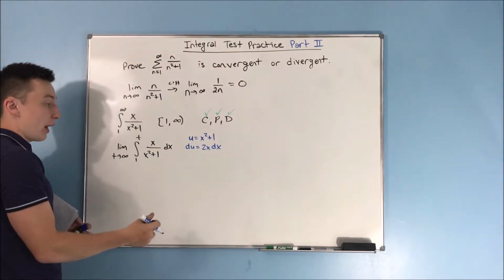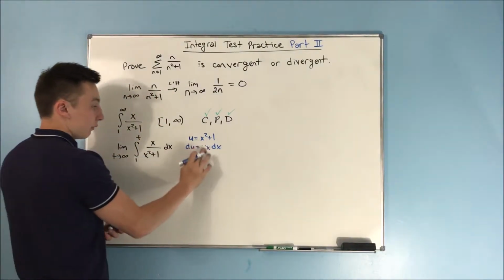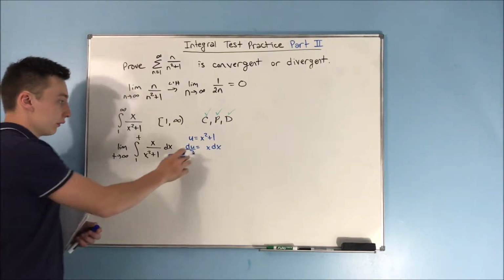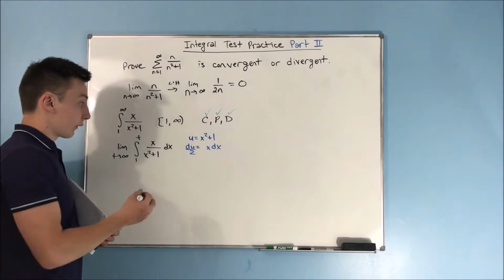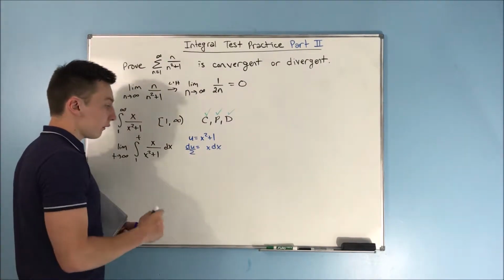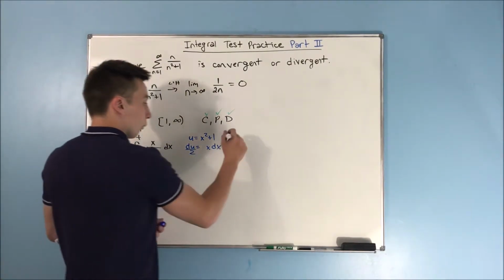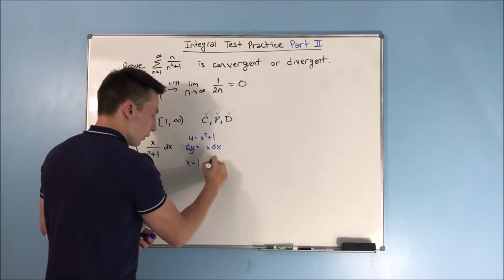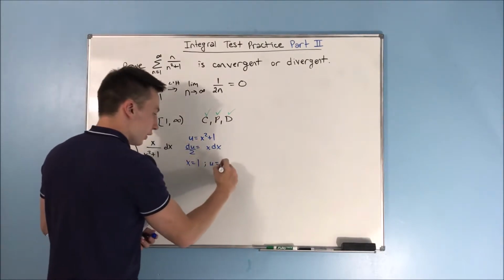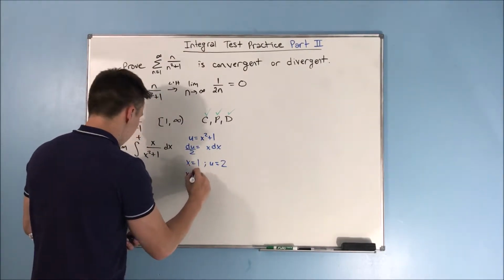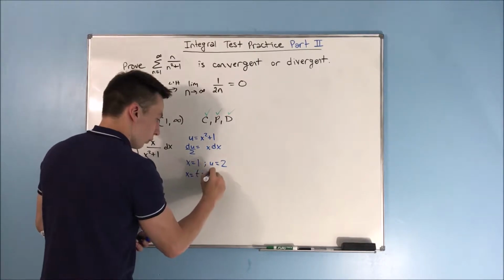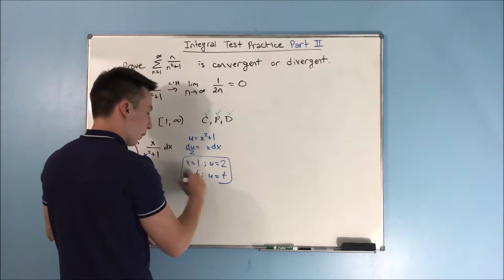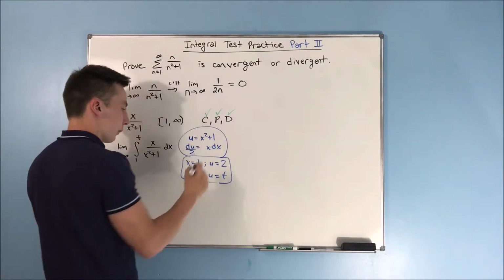But since we don't have a 2, what we can do is just eliminate this 2. We can divide by it on the other side. Okay, so we get du over 2 equals x dx. Now, we can do our bounds as well. When x equals 1, you can see that u will equal 1 plus 1, which is 2. And we can also see that when x equals t, well, u is also obviously going to equal t here. Okay, so we got our bounds, and then we also have our substitutions.